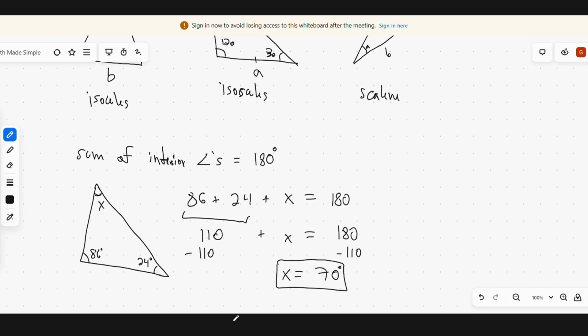Obviously, this triangle was not drawn to scale. A 70-degree angle is much bigger than a 24-degree angle, but that is hint of the day for geometry, or tip of the day. Never trust the diagram. Always just trust the information given. So, there is a quick example on sum of interior angles for a triangle for you.